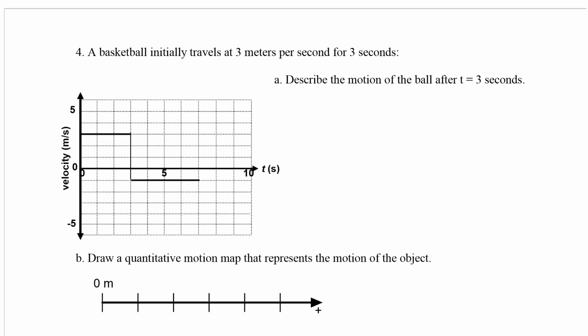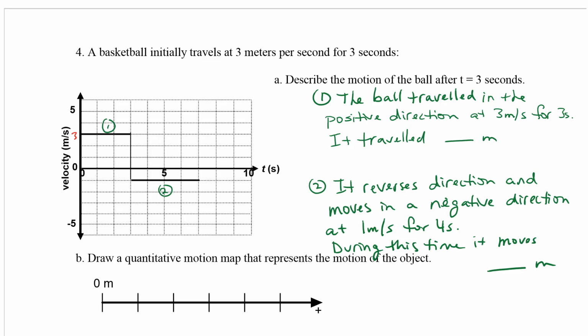Number 4 says a basketball initially travels at 3 meters per second for 3 seconds. So now we've switched to a velocity time graph. It says describe the motion of the ball after 3 seconds. I'm going to pause and write my answer again. Okay, so again I number my 2 intervals just to keep track of things. So for part 1, I wrote the ball traveled in the positive direction at 3 meters per second for 3 seconds.